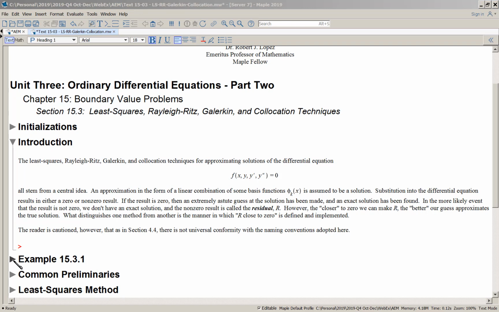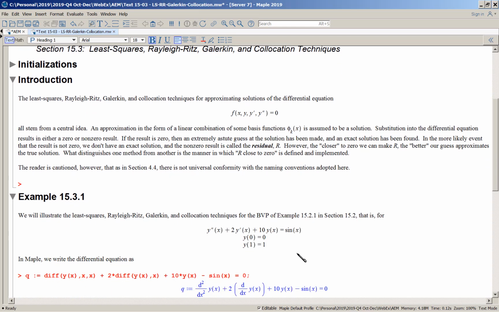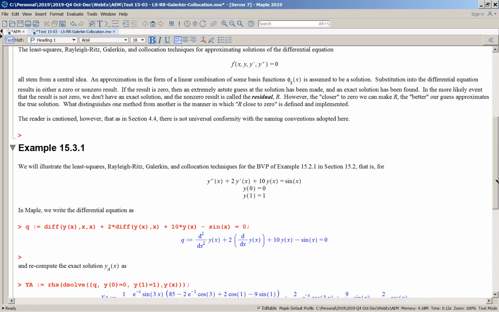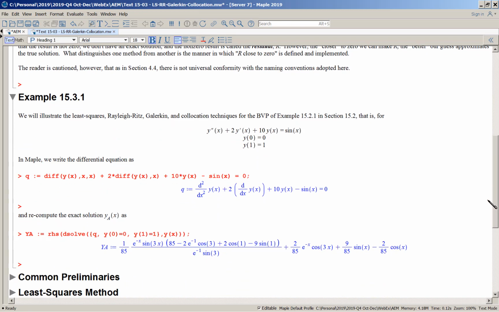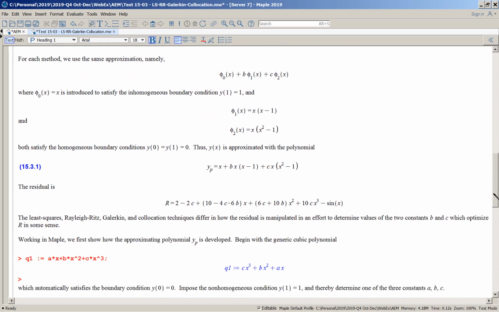Well, we'll begin with this example, a boundary value problem that we can solve exactly. So we'll use it as a template to see some of the aspects of the procedures we want to invoke. And you can see the example is implemented in Maple, and we have an exact solution obtained from Maple. Now, since there are 4 different methods we're going to look at, there are some common preliminaries that pertain to all 4 methods, so let's take a look at that now.